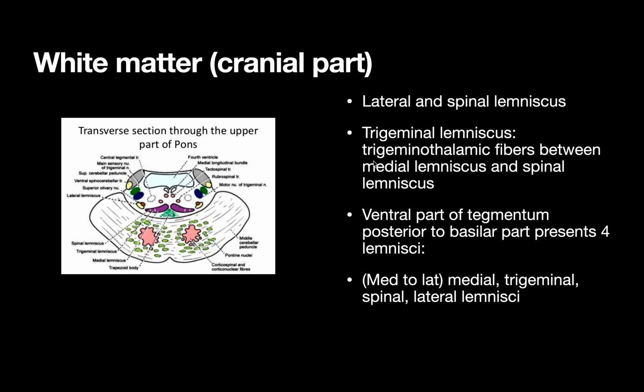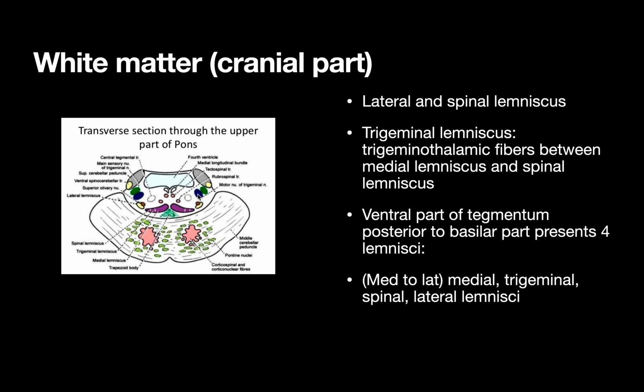Okay, so white matter continued. There is going to be the lateral and spinal lemniscus. The trigeminal lemniscus, the trigeminothalamic, so it's going to go to the thalamus, is going to be between the medial lemniscus and the spinal lemniscus. The ventral part of the tegmentum posterior to the basilar part has 4 lemnisci. So there's going to be the medial, the trigeminal, the spinal, and the lateral.